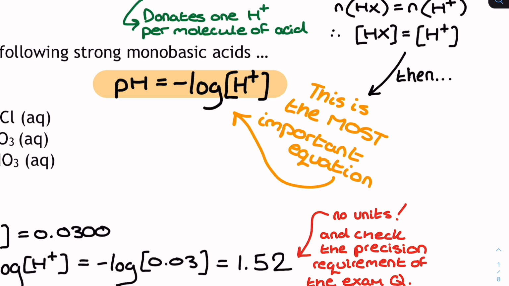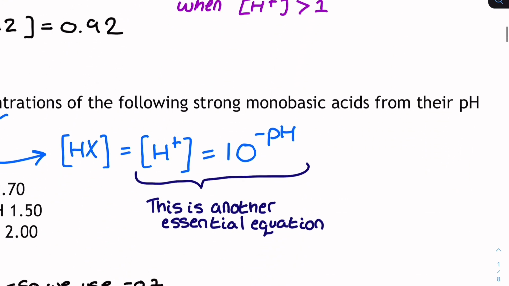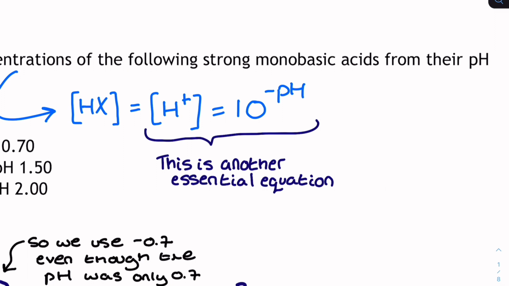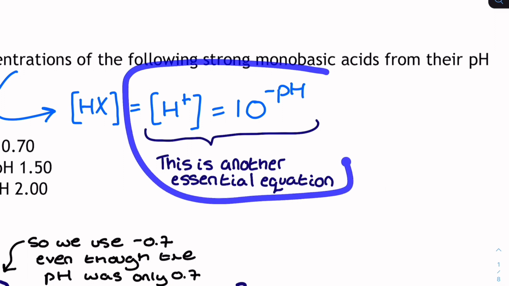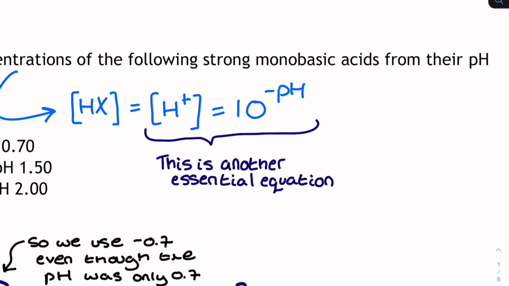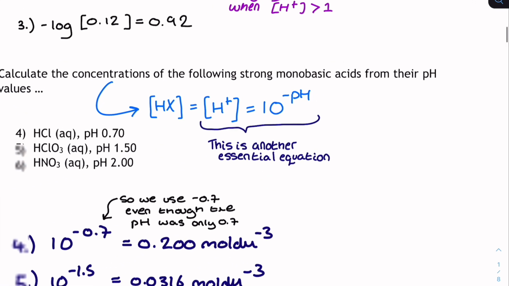equation that we're going to see, but it's then followed up by this calculation where H+ equals 10 to the power of the negative pH, and this is just as important an equation actually. We're going to use this one a lot in a lot of different scenarios, but we first encounter it here with the pHs of our strong monobasic acids.